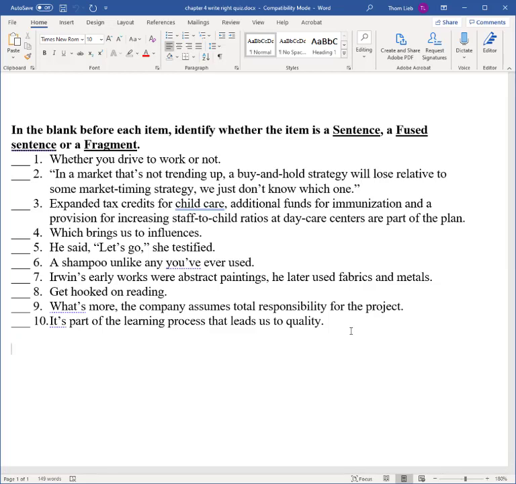Can you come up with a sentence that's shorter than all of these? You should be able to come up with a sentence that's very, very short.